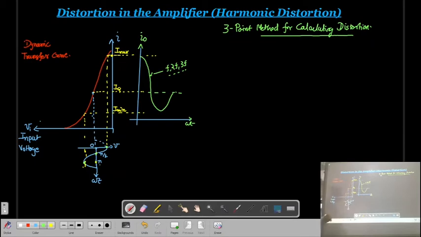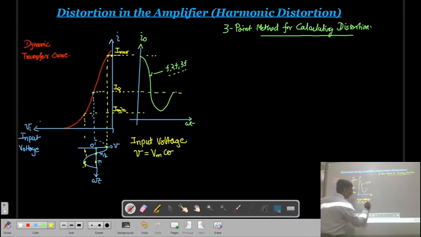Input voltage is a kind of cos wave, so we can write V is equal to Vm cos omega t. Okay. Now, whatever graph you can see here is the relation between the current and voltage. You can see it is non-linear.